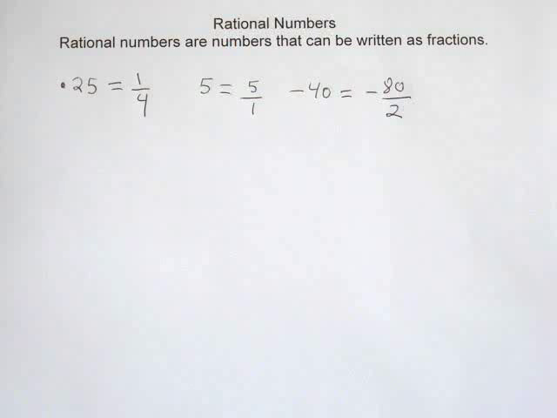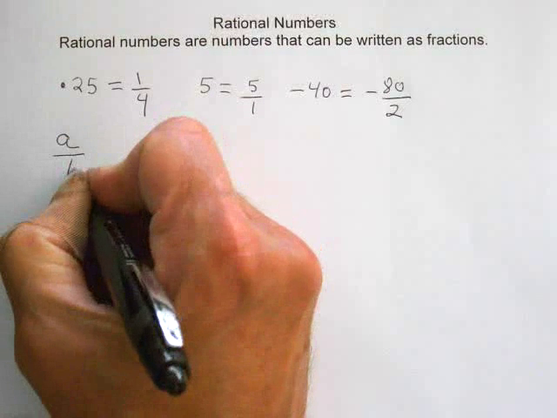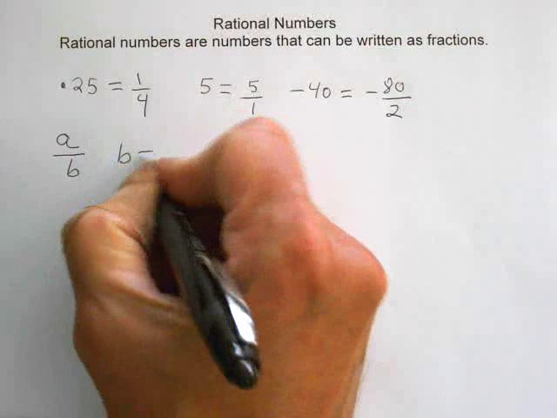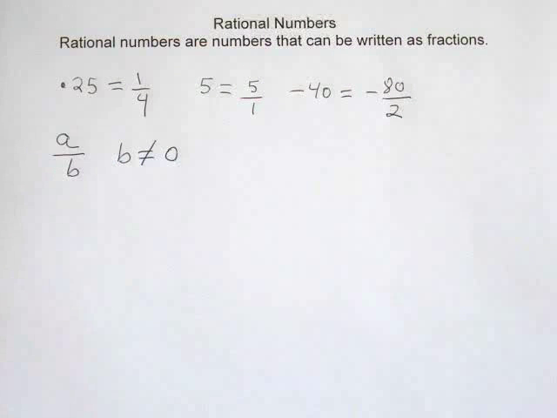So that's what a rational number is. A rational number is a number that can be written as a fraction. And in algebraic terms, what that means is in the form of a over b, where b is not equal to 0, and a and b are both integers. And for those of you who don't remember what integers are, they are the whole numbers and their opposites. In other words, whole numbers, either positive or negative, are integers. All right, let's push forward.